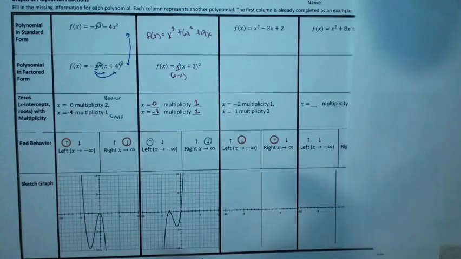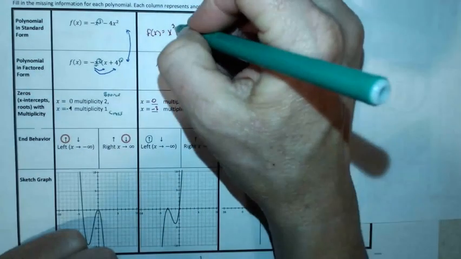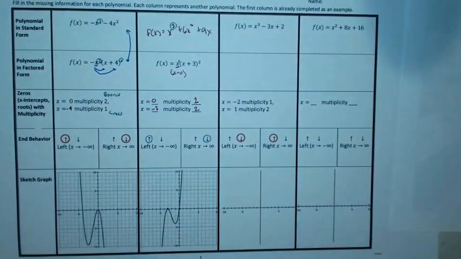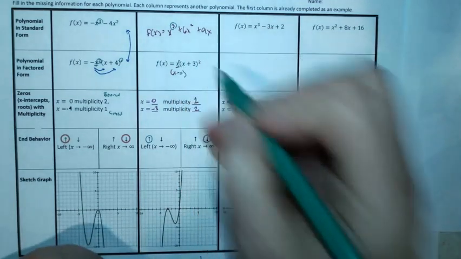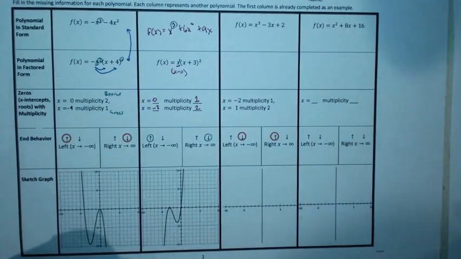And then you can tell with this standard form that my function is odd. It has a power of 3, just like down here, 1 plus 2 is 3 in factored form.